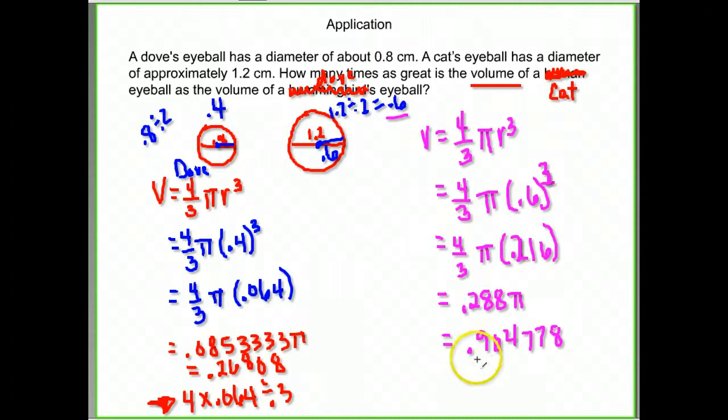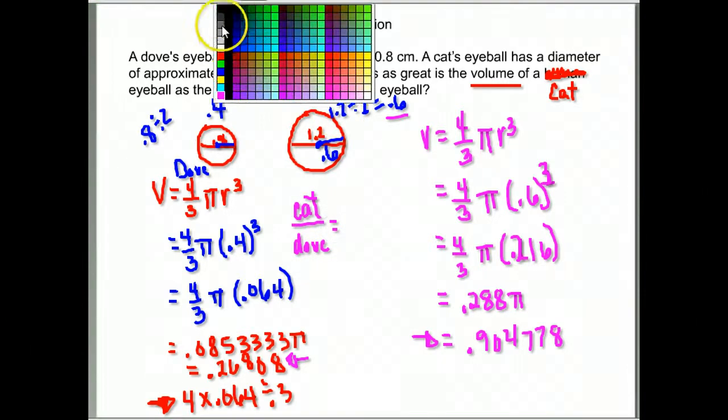So here is the volume of a cat's eye, and here is the volume of a dove's eye. The question was, how many times greater is the volume of a cat's eye when compared to the volume of a dove's eye? To find that, we're just going to divide. We take the volume of a cat's eye divided by the volume of a dove's eye, and we will have our answer.